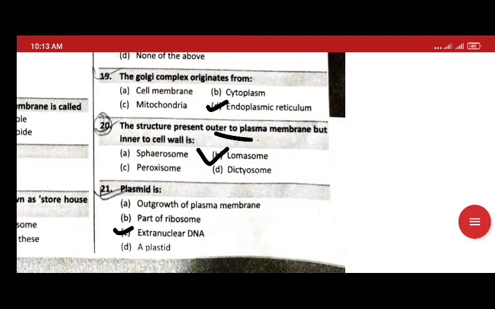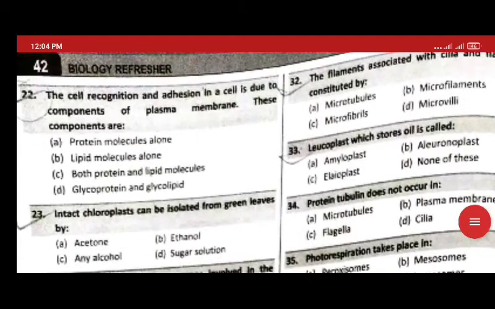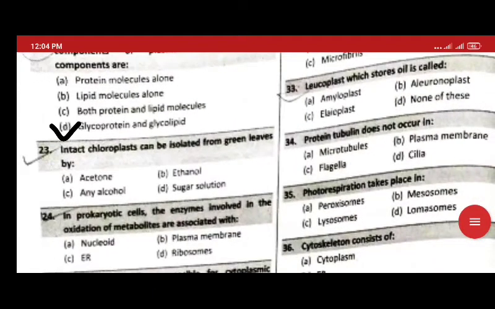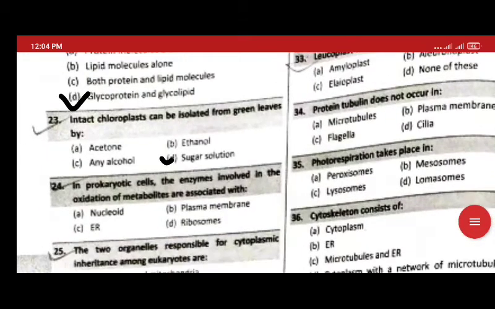Genetic habitat. Next 22 number question, the cell recognition and adhesion site. So here we know that glycoprotein and glycolipid is for what? Cell recognition in plasma membrane. Now 23 number, intact chloroplast can be isolated from green leaves by. So sugars, by the sugar solution we can what? Extract the chloroplast from the green leaf.